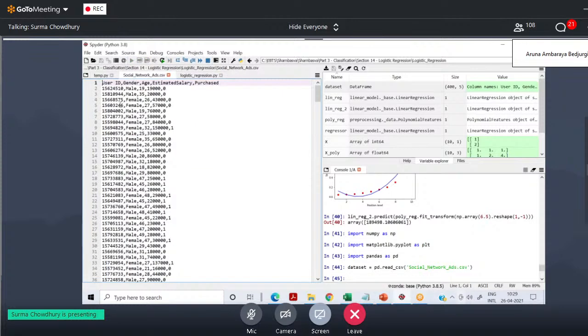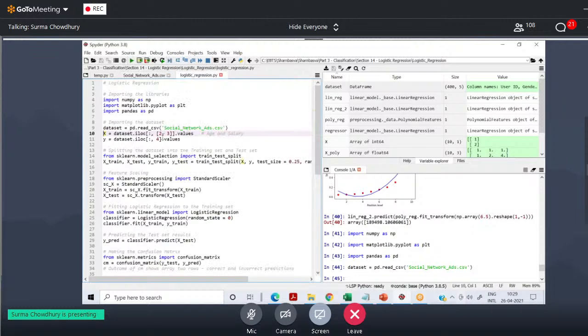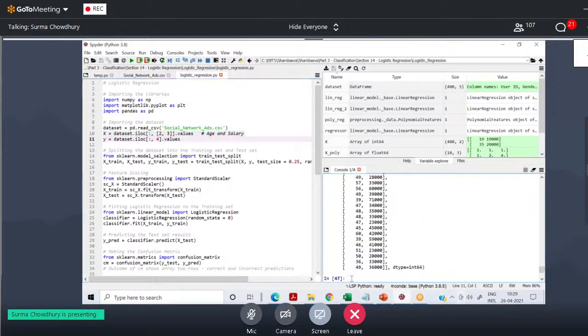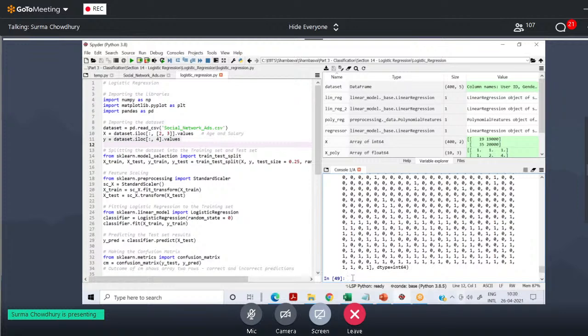If I see here, 0, 1, 2, this is my third column and this is my fourth column, right? 0, 1, 2, colon 2 and comma 3, right? So I have taken age and salary, third column and fourth column. So if I take X, this is my age and salary, right? And if I take Y, which is my fifth column, this is whether the guy is purchasing a car or not purchasing a car.